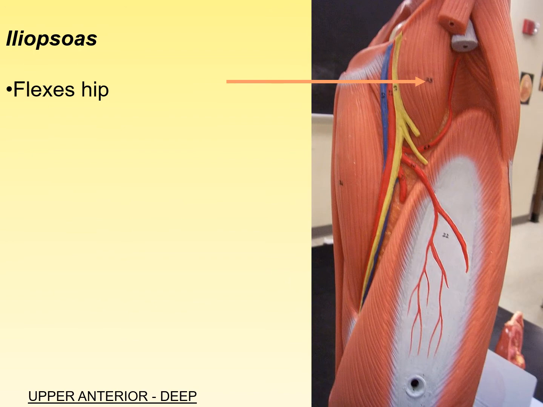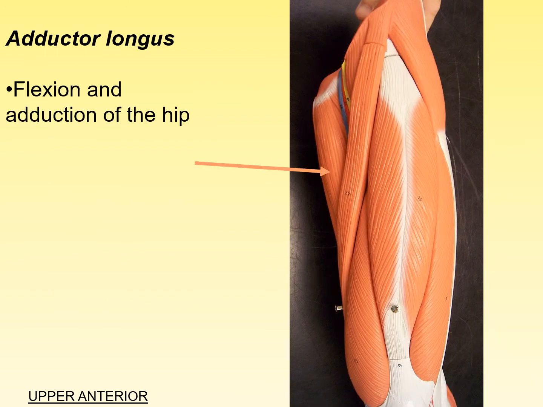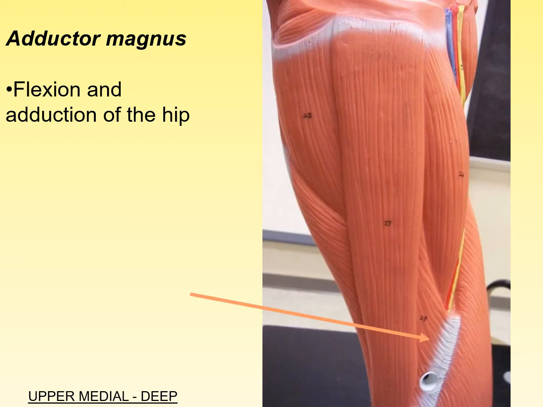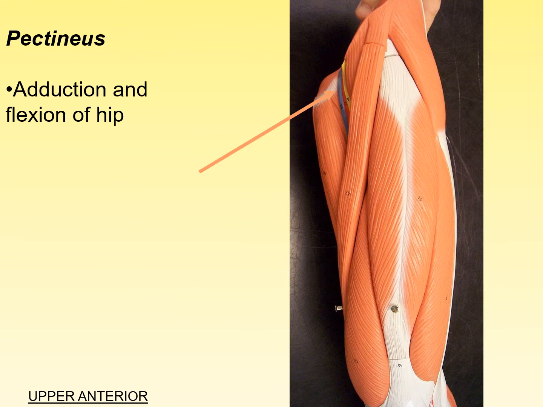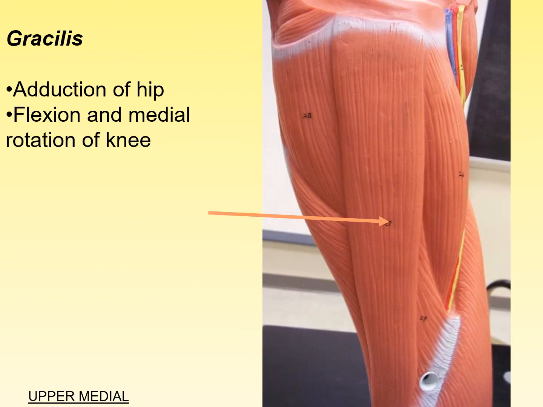The gluteus helps to flex the hip. The adductor longus, as the name implies, helps with adduction of the hip. Adductor magnus, also adduction of the hip and flexion. Gluteus is helping with flexion and medial rotation of the knee.